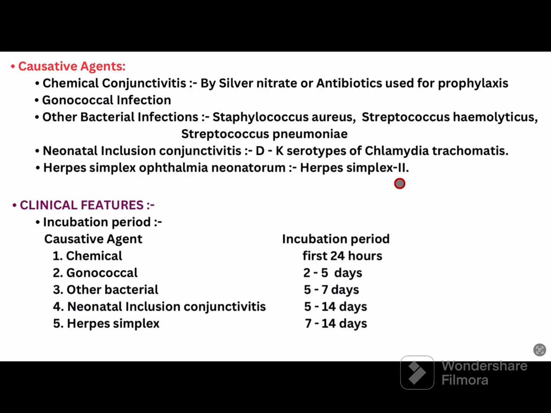Now, for the chemical agent or chemical conjunctivitis, the incubation period is the first 24 hours of life. In the first 24 hours also, the first 4 to 6 hours are very important. Okay. Coming to the second one, which is the gonococcal, it is 2 to 5 days. Other bacteria like staph and strepto incubate for about 5 to 7 days. Chlamydia trachomatis D to K serotypes is 5 to 14 days, whereas herpes simplex is 7 to 14 days. So these are the different incubation periods of different causative agents.